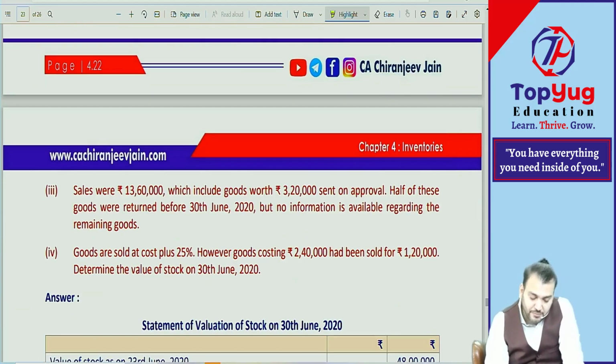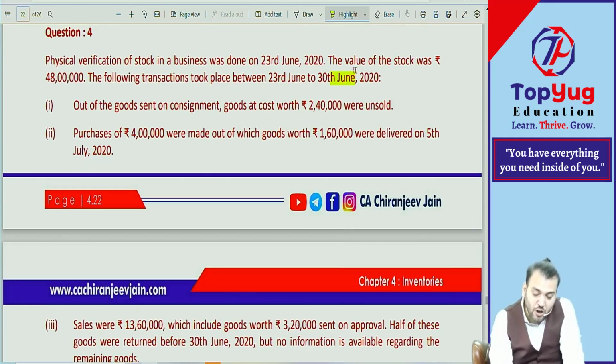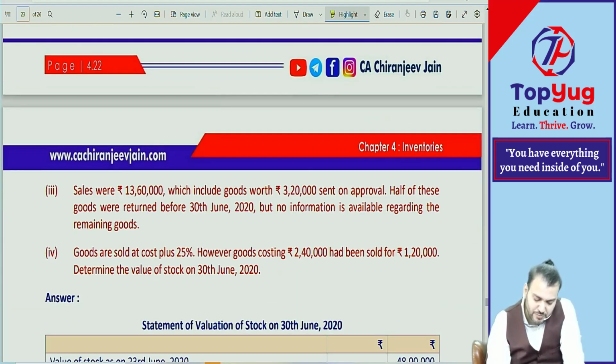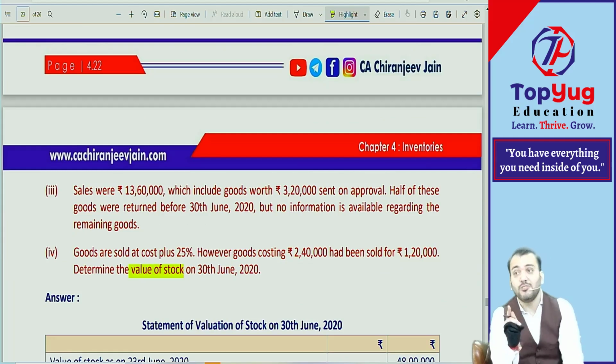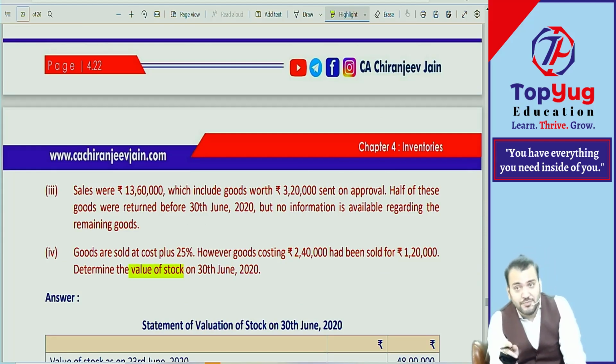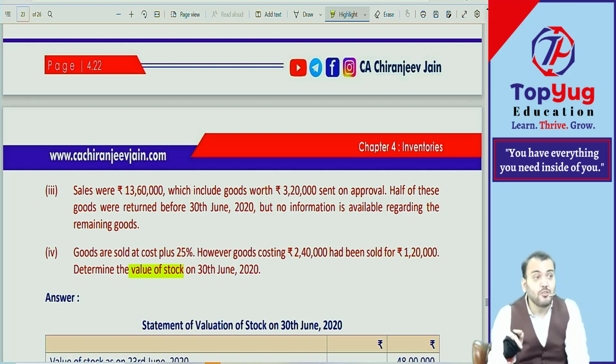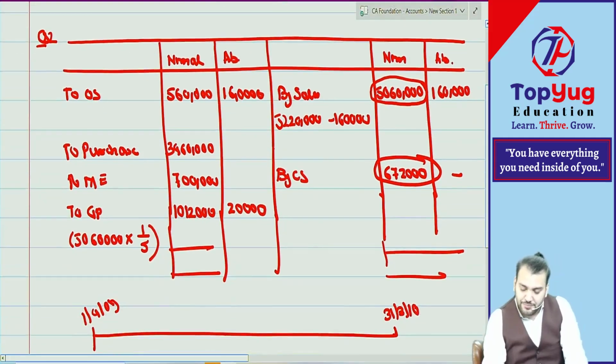First we will check what they have asked. They have asked the value of stock. What is the requirement of the question? Determine the value of stock. The value of stock means what amount will come in the balance sheet. I have said they may ask two types of question. Either they may ask the physical stock present, or they may ask the value of stock. So value of stock means what amount is to be shown in the balance sheet. Correct? So let me do it one by one.